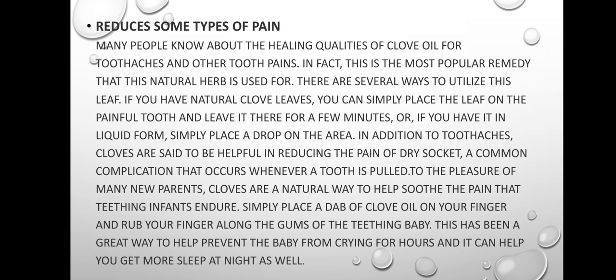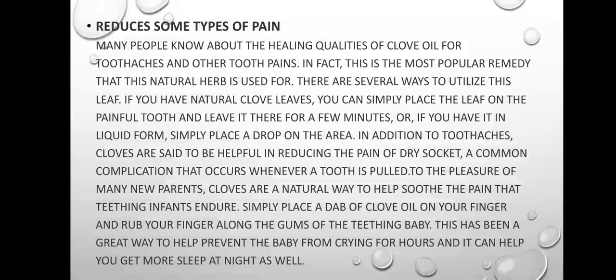In fact, this is the most popular remedy this natural herb is used for. There are several ways to utilize this leaf. If you have natural clove leaves, you can simply place the leaf on the painful tooth and leave it there for a few minutes, or if you have it in liquid form, simply place a drop on the area. In addition to toothaches, cloves are said to be helpful in reducing the pain of dry socket.